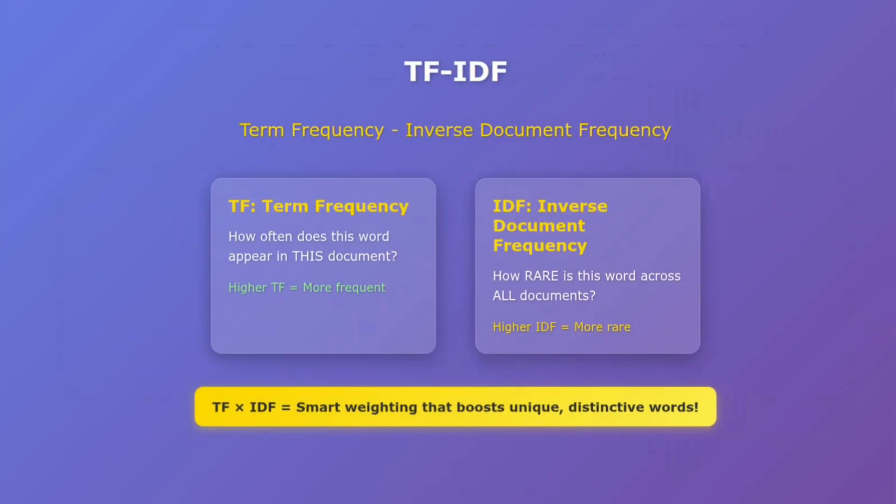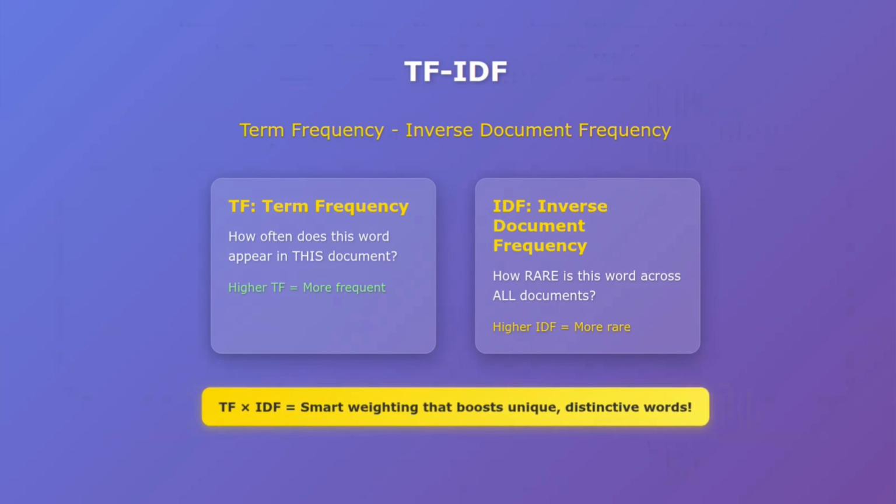Now, let's level up with TF-IDF, Term Frequency Inverse Document Frequency. This technique improves on bag of words by being smarter about how it weighs words. It's not just about counting anymore, it's about understanding importance. TF, or term frequency, is straightforward. It asks, how often does this word appear in this specific document? The more it appears, the higher the TF.